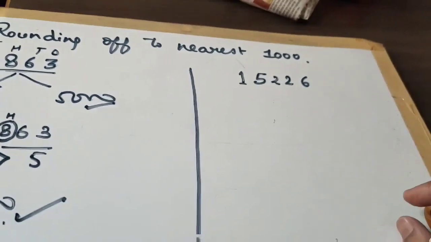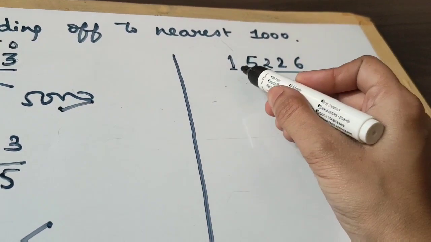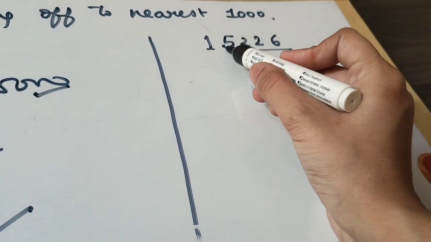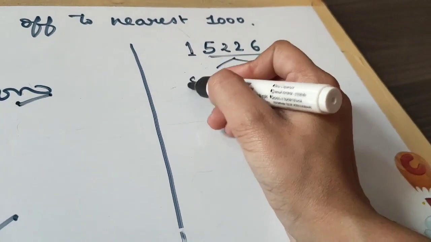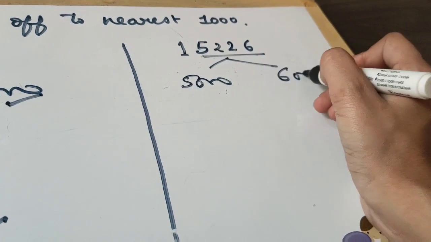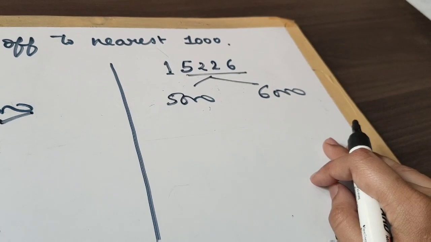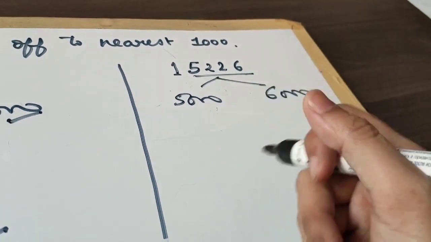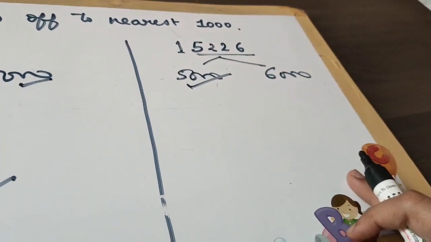Now coming to the next one. The next question is 15,226. Now we are doing rounding off to 1000, so we will check these 4 places. So is it near to 5000 or 6000? Tell me, students. 5226. Is it near to 5000 or 6000? Which is it closer to? That we have to tell. So it's near to 5000. Now how to solve?